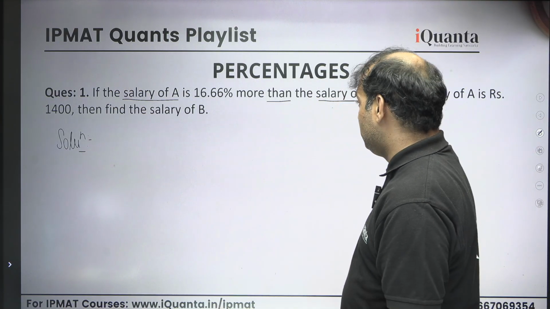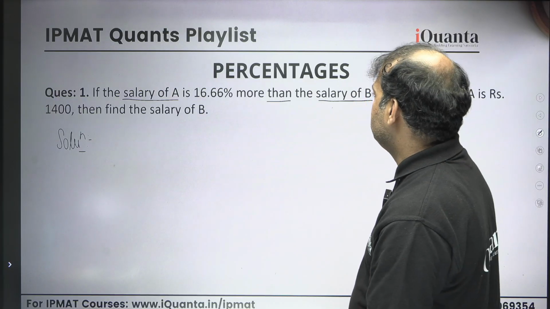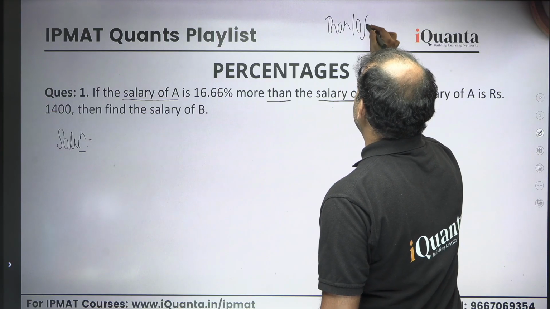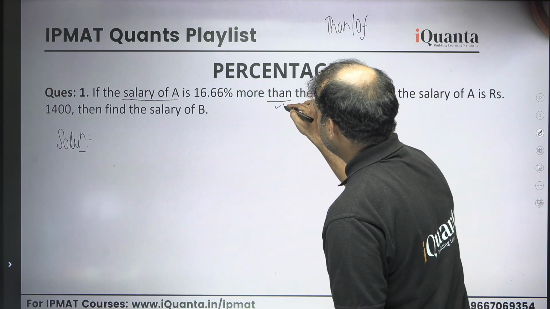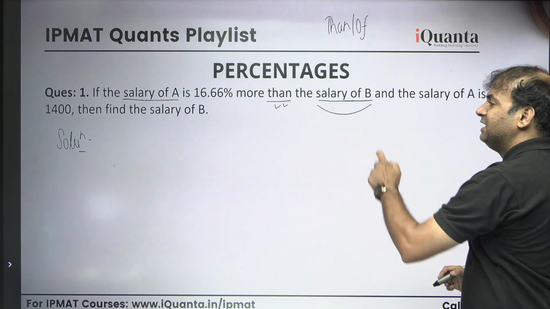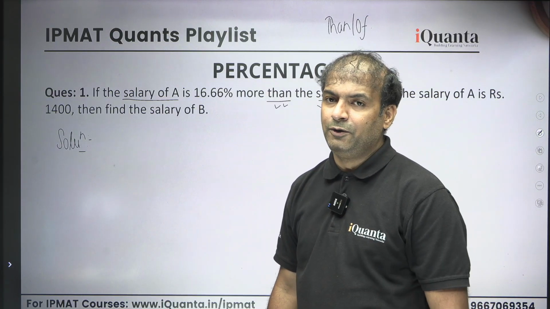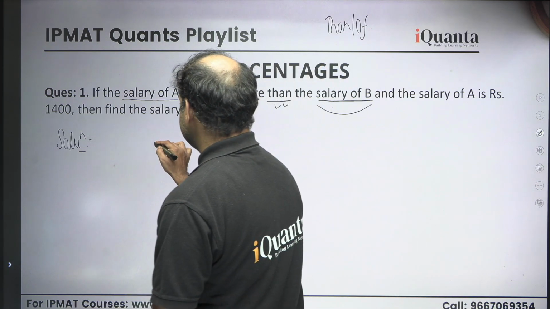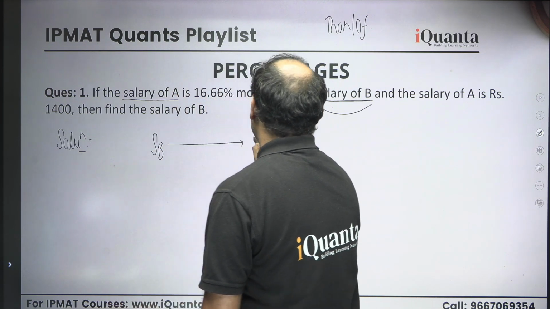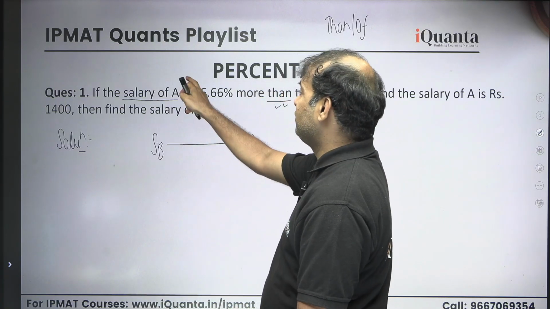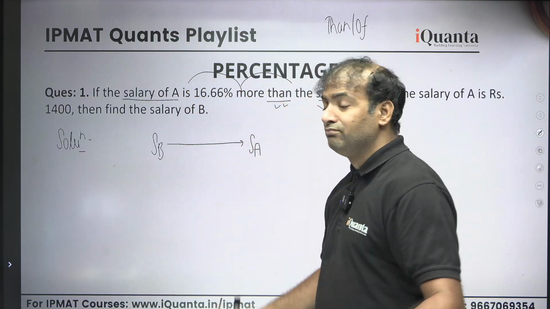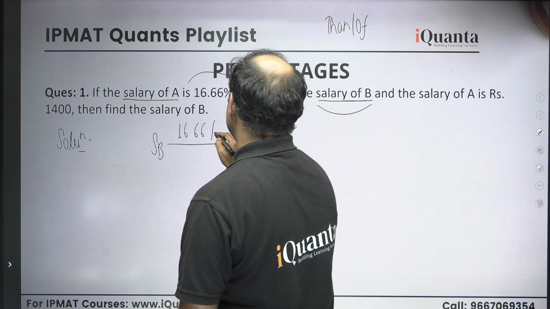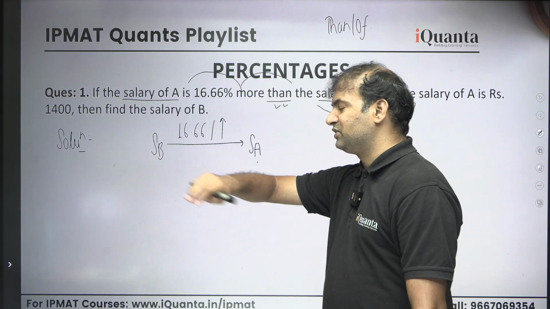So you can understand this with just one hint: look at the word 'then' or 'of', and see which term it is written before. You can see that 'then' is written before the salary of B. That means the salary of B should be the initial value and the salary of A must be the final value. Simple. So we can say salary of B is the initial value and salary of A is the final value, right? And salary of A is given 16.66% more than the salary of B, right? So 16.66% more than, simple. Salary of A is the final value, this is the initial value.